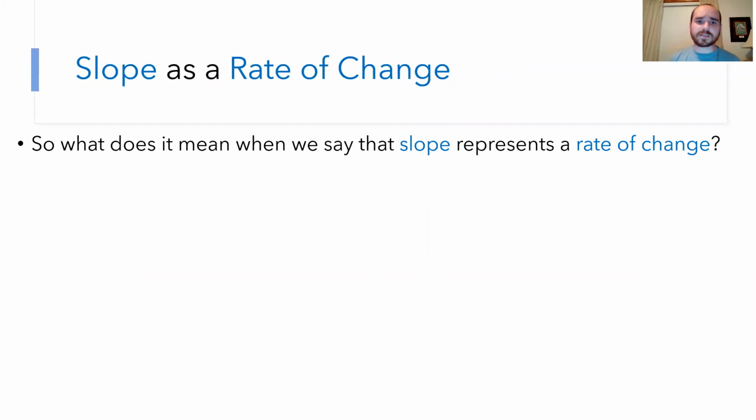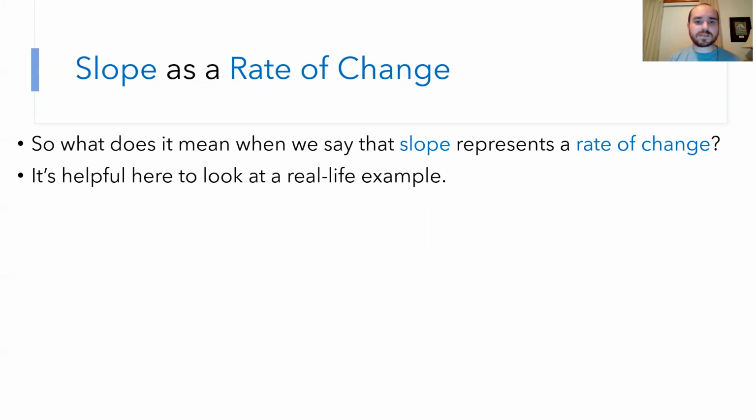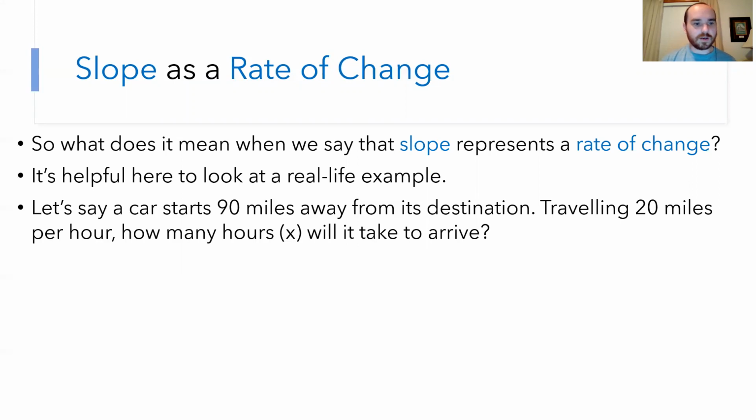So let's talk more about that slope as a rate of change idea. It's really helpful to look at a real life example. This is used all the time in physics: rate equals change over time, or distance equals rate times time. But for our real life example, let's say that a car starts 90 miles away from its destination. For those of you that are following along, that 90 miles away means that it's negative, because it is a distance away from where you want to be. So just keep that in mind for the future.